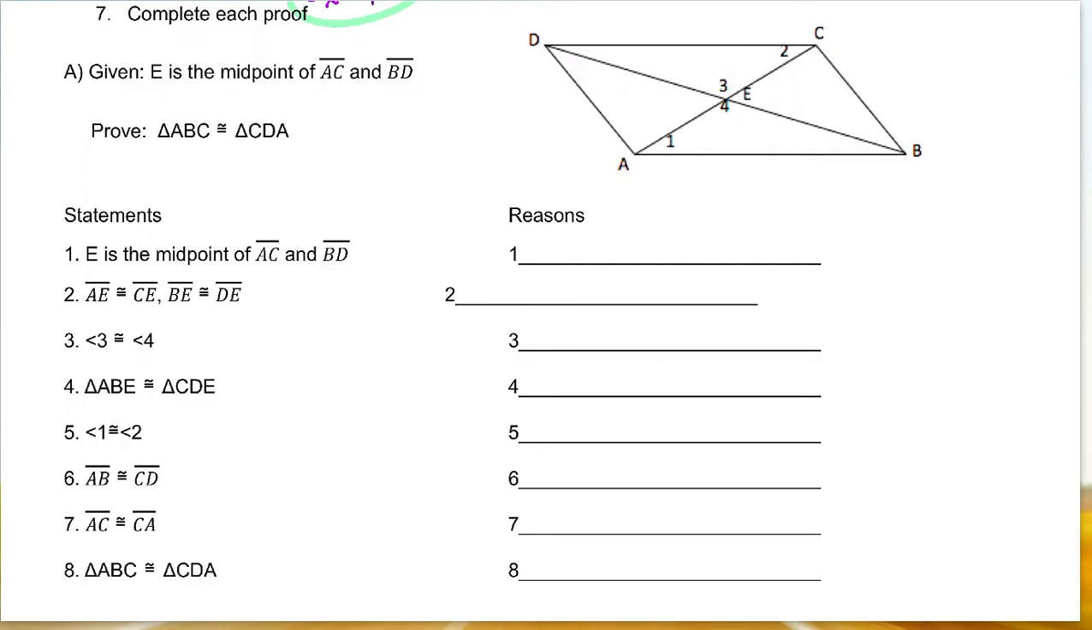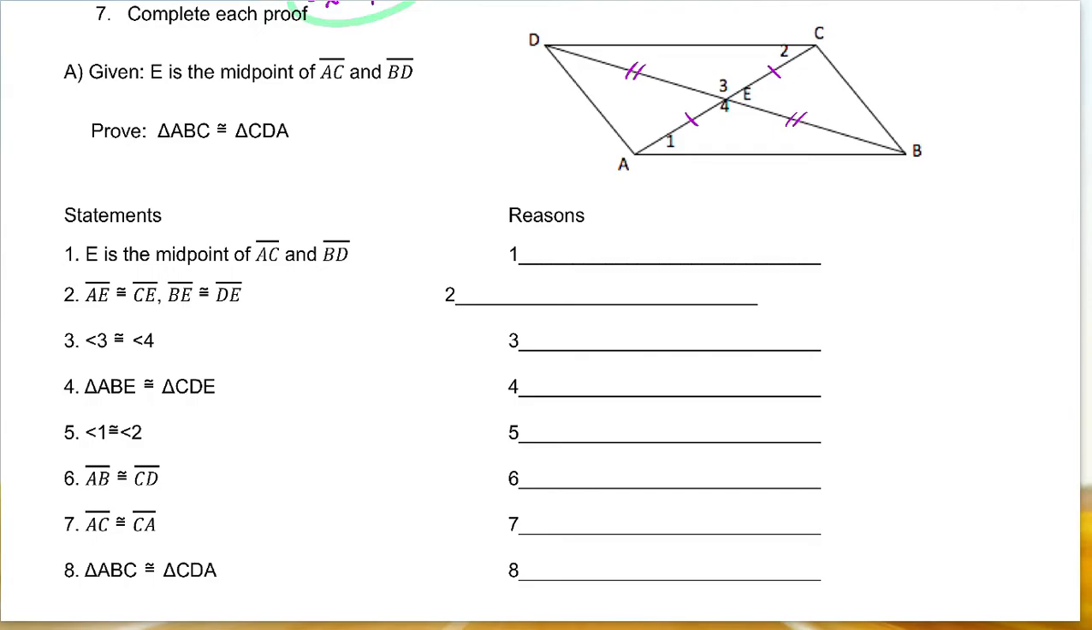They have given us that E is the midpoint of AC and BD. Keep in mind that the midpoint gives you congruent segments. This will mean that E is the middle of AC, making AE congruent to EC, as well as E is the middle of BD, making DE congruent to EB.